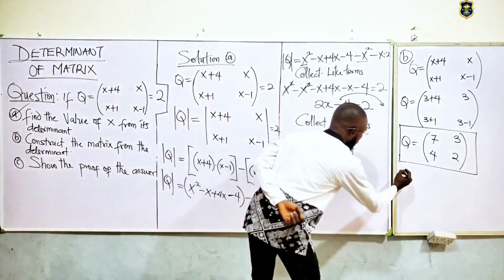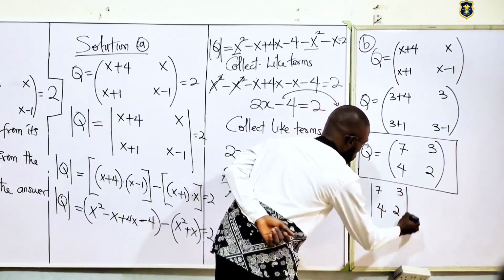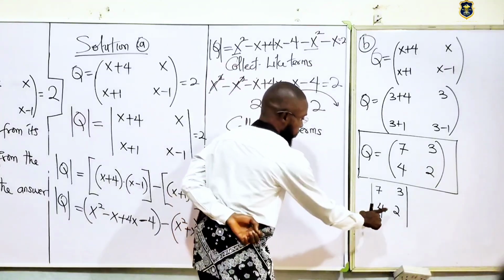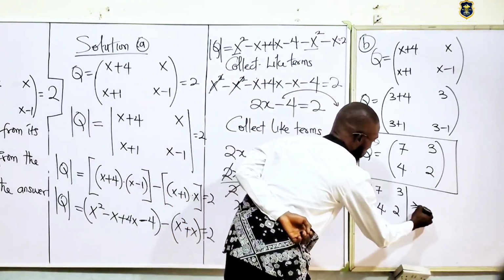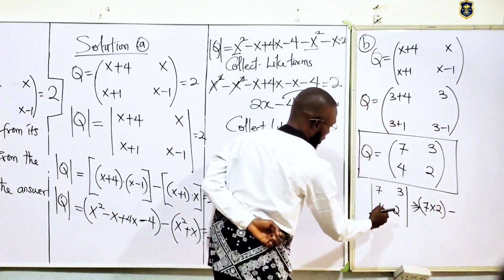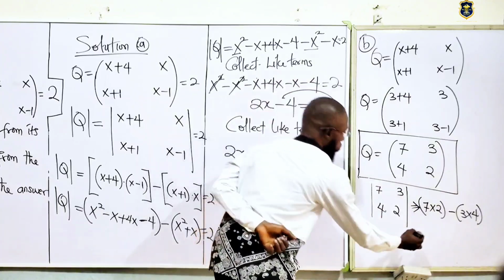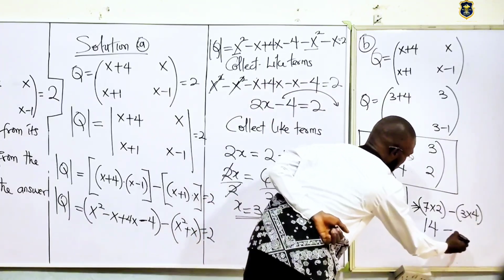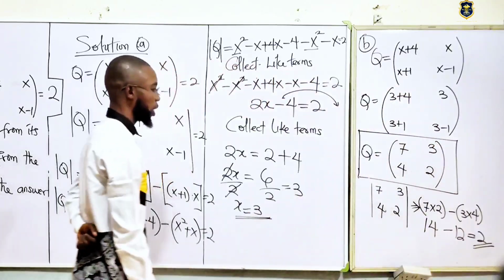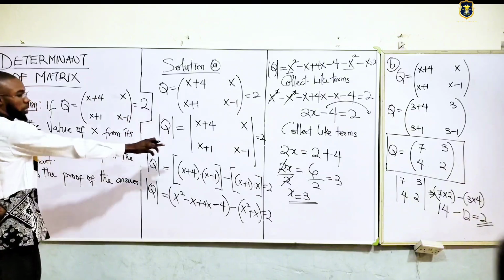So from here, if we have our determinant as 7, 4, 3, 2, it's just to multiply the principal diagonal first. So 7 times 2, right, minus 3 times 4. So 7 times 2 is 14. 3 times 4 is 12. And that gives us, you see, it's easy now. Our answer there is 2. That's the value for C, the answer for C. Everything here is equal to 2, and that's the proof.